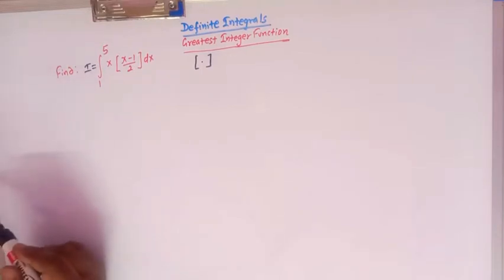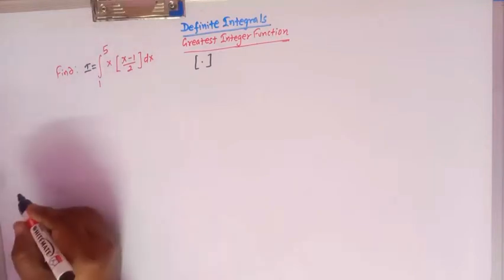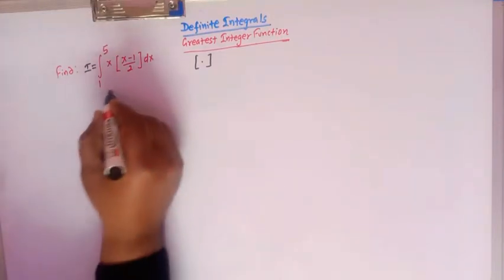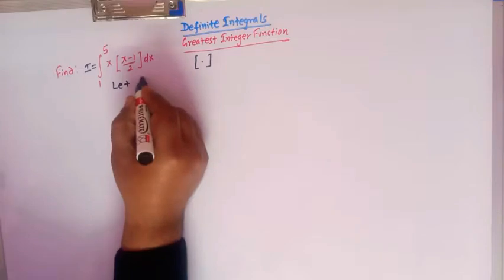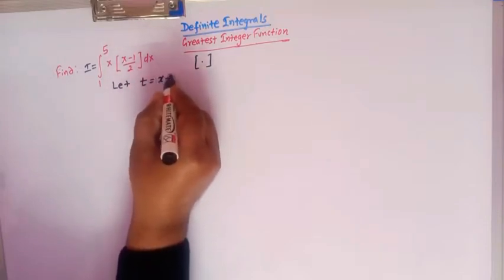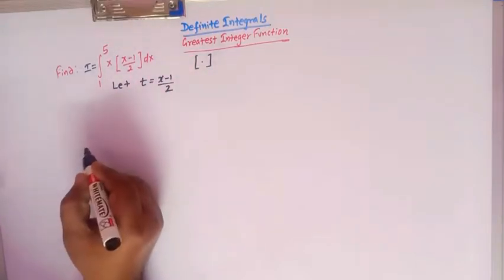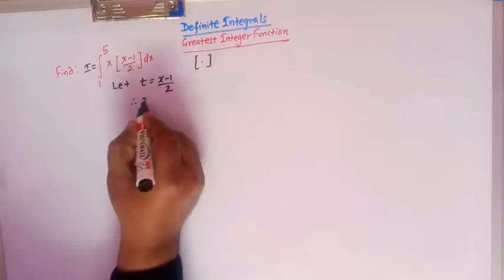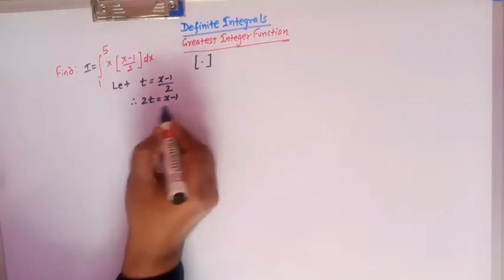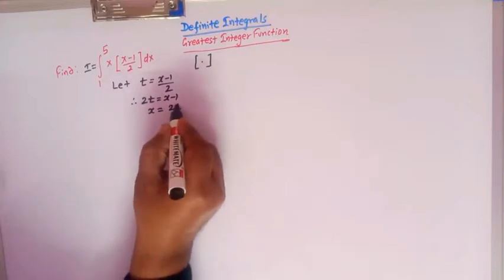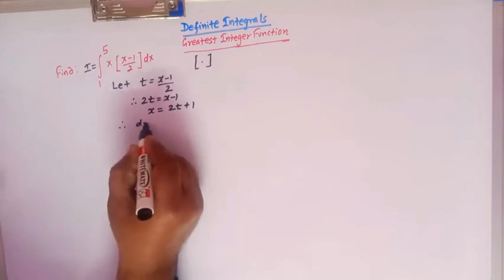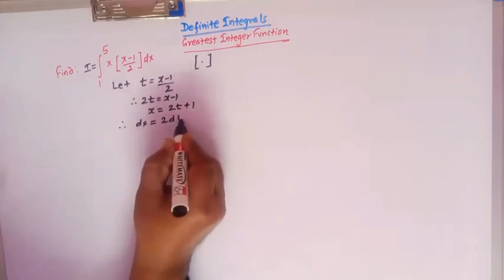Now here we'll use the method of substitution. Viewers, the method of substitution is a powerful tool in integrating functions. So let us start. Let us take t equal to (x minus 1) over 2. Therefore 2t is equal to x minus 1 and x is equal to 2t plus 1. Now differentiating both sides, we get dx is equal to 2 dt.